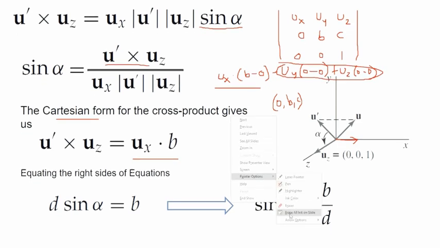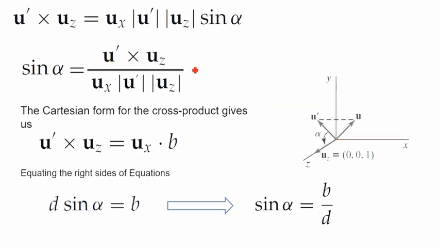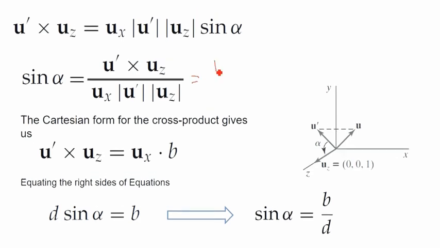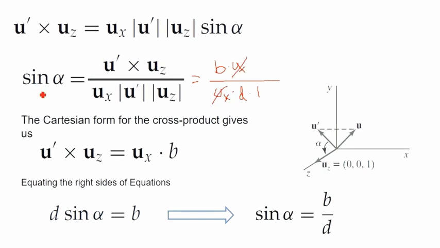So I substitute my b into ux here, divided by ux into, as we discussed earlier, the magnitude of u dash, which is d, and the magnitude of uz, which is 1, so these two get cancelled. What I'll have for my sin alpha is the value b by d.